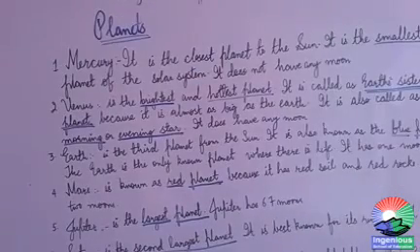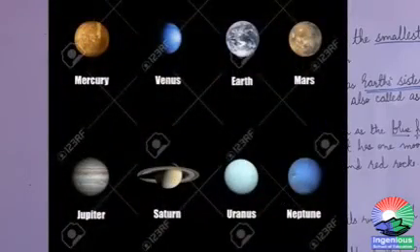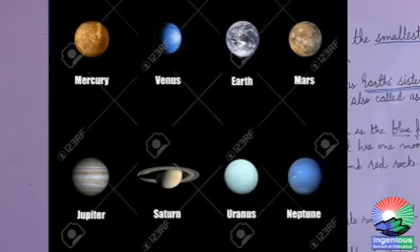So students, the 8 planets of our solar system are Mercury, Venus, Earth, Mars, Jupiter, Saturn, Uranus and Neptune. The first 4 planets are known as inner planets and the last 4 are known as outer planets. Very good.